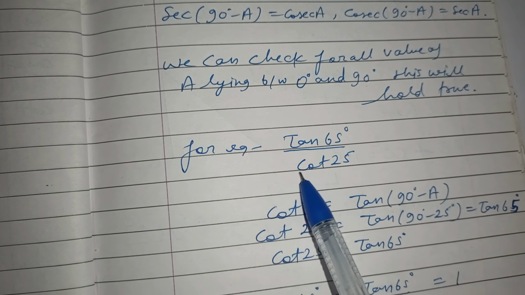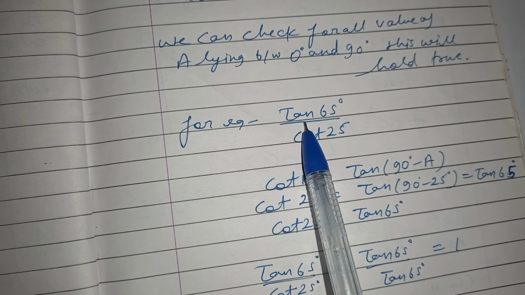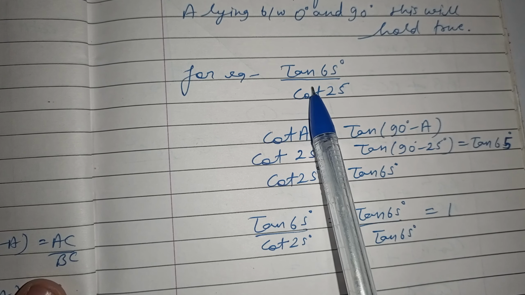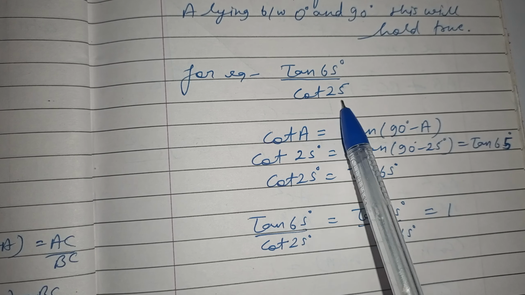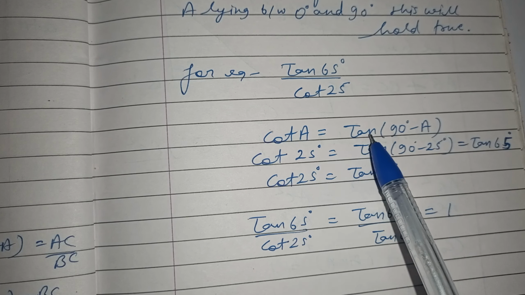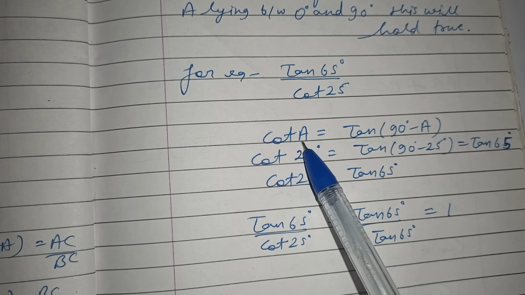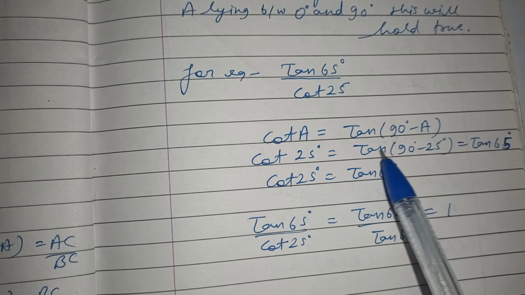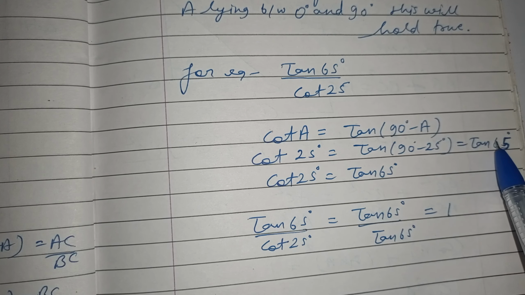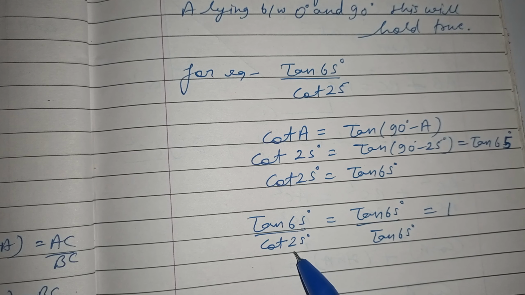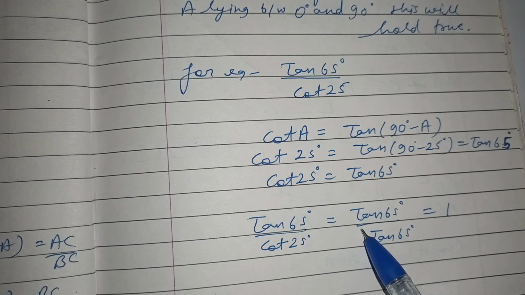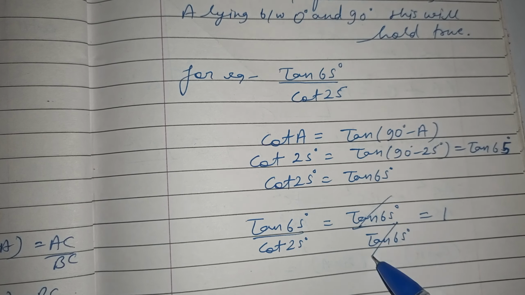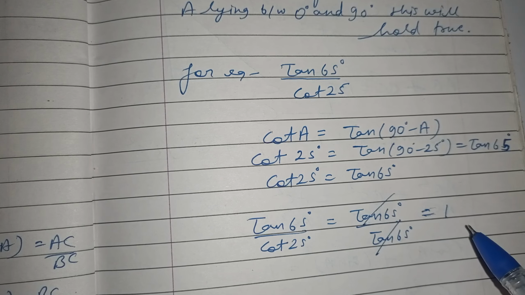For example, we can take an example: tan 65 upon cot 25. As we know that cot A is equal to tan 90 minus A, we can change cot 25 to tan 90 minus 25, which is equal to tan 65. So we can replace cot 25 with tan 65, which we can cancel, and the answer will be 1.